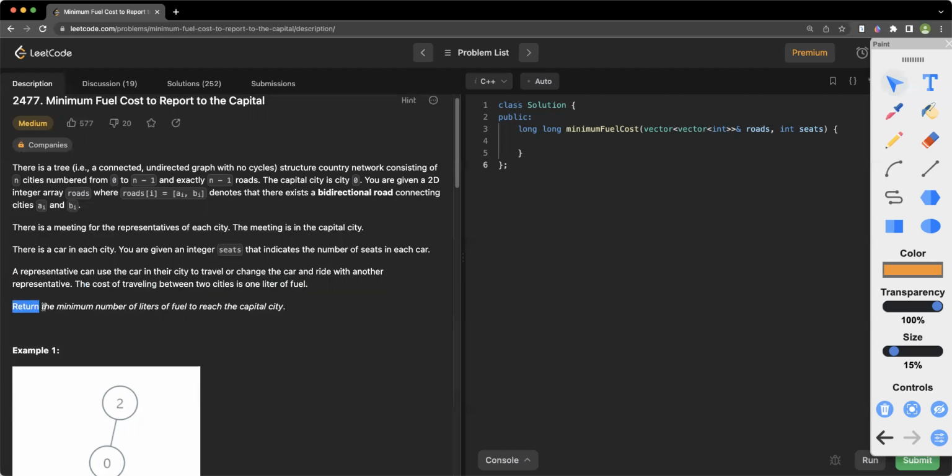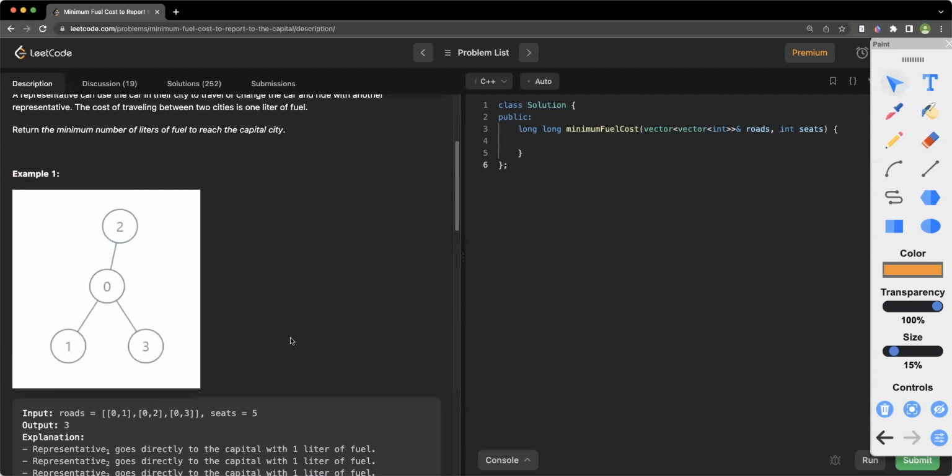And what we have to do? We have to return the minimum number of liters of fuel to reach the capital city. So one road equals 1 liter of fuel and we have to calculate the minimum number of liters of fuel to reach the capital city. Let us take a look at the examples.